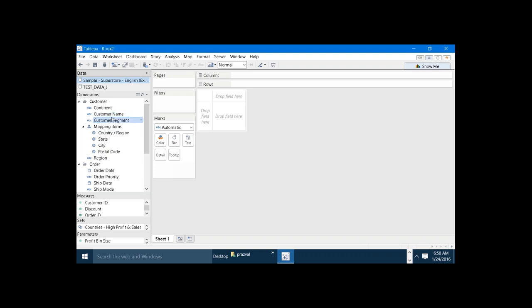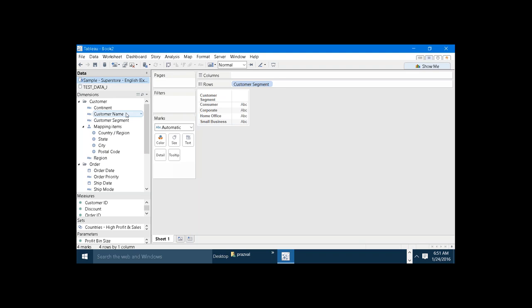Next, what about customer segment? Let me drag the customer segment and drop it into rows. Here we can see the values of the customer segment: consumer, corporate, home office and small business. So these are the different segments we are having. How can this segment be defined? Depending on the financial capability of the customer, all these segments will be defined.